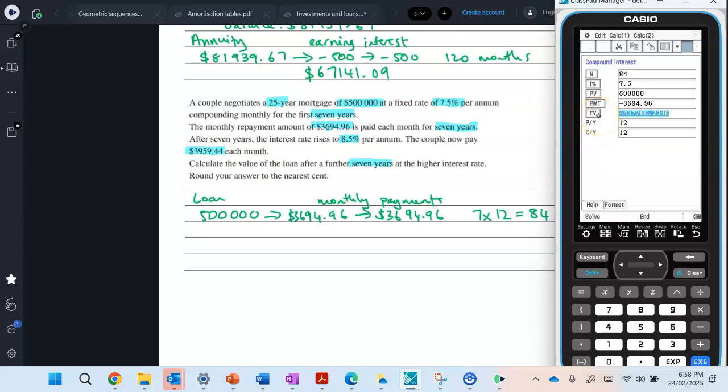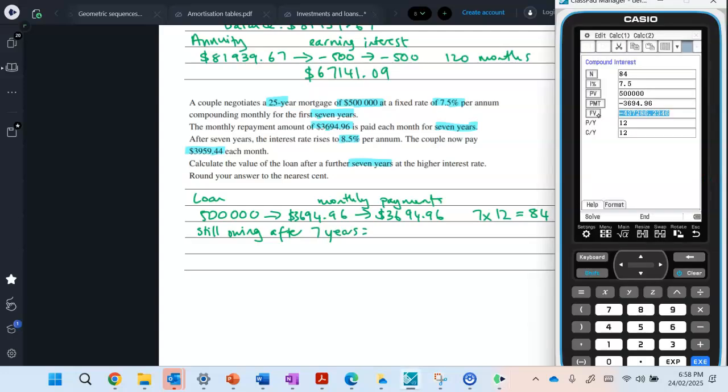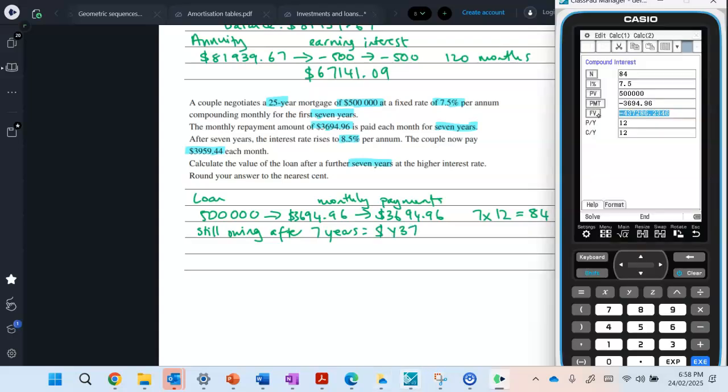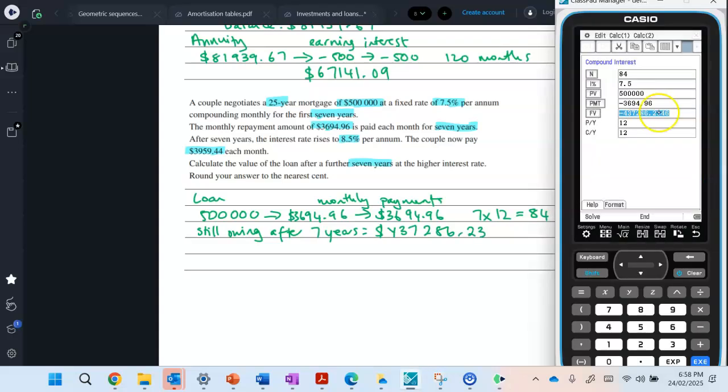All right, so still owing after 7 years is 437,286.23. All right, so that's the amount still owing after 7 years.